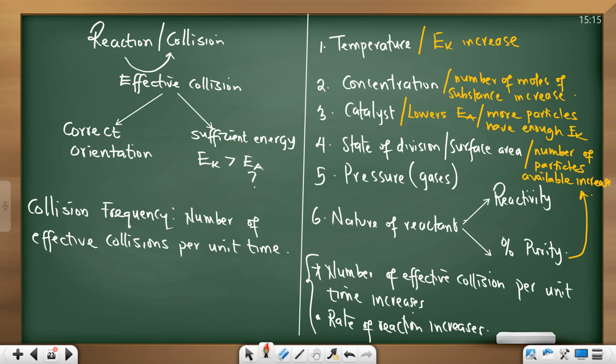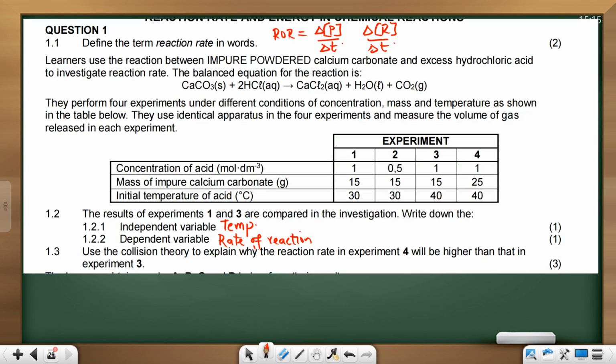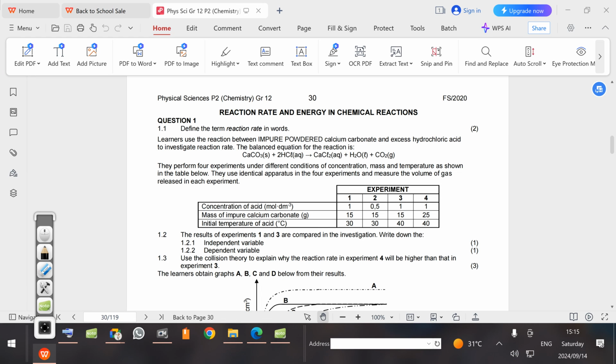Make sense? What are we increasing? Impurities. But the number of pure substances is still the same. So the number of pure substances will increase. And once you answer that, what do you say? Number of effective collisions per unit time increase, and the rate of reaction will increase. So the examiner here, I love this examiner. A lot of you would think they are testing surface area, but no, they are testing nature of reactants.